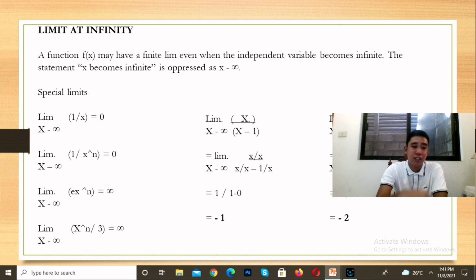Limit at infinity. A function f of x may have a finite limit even when the independent variable becomes infinite. The statement that x becomes infinite is expressed as x approaches infinity. Special limits: these are the formulas we can use.